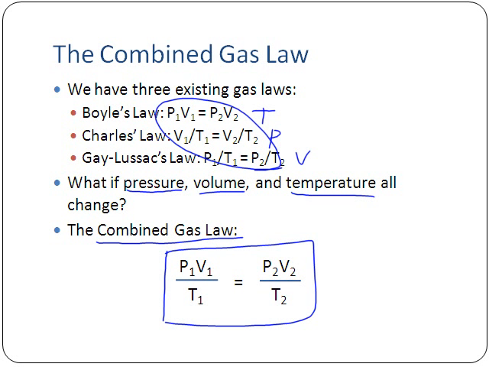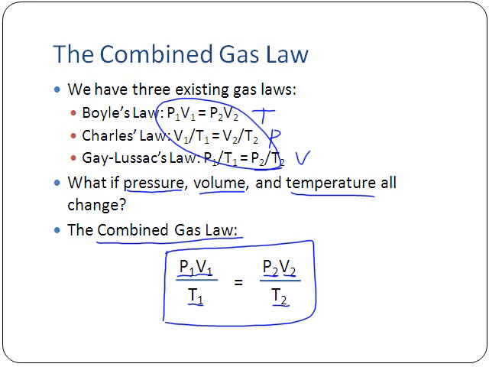And so we have the original pressure, P1, times the original volume, V1, divided by the original temperature, T1, equals the final pressure, P2, times the final volume, V2, divided by the final temperature, T2.